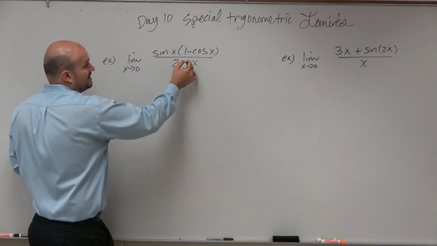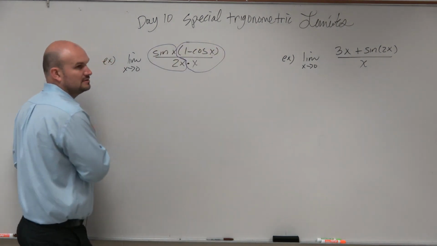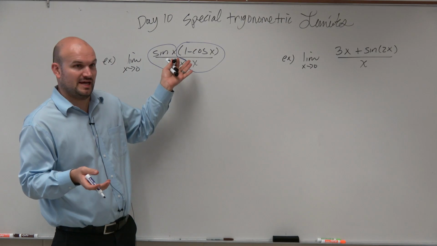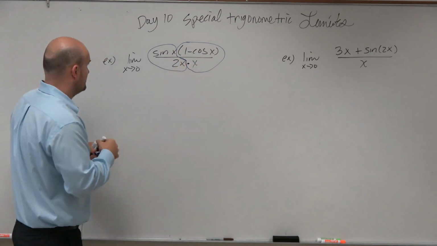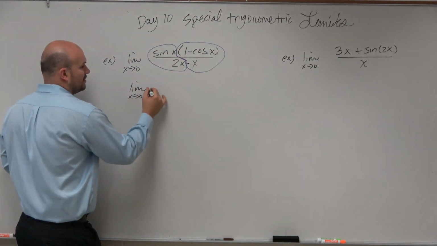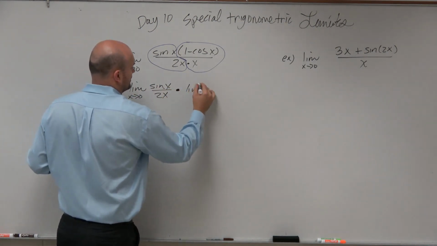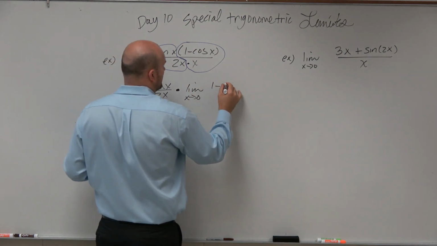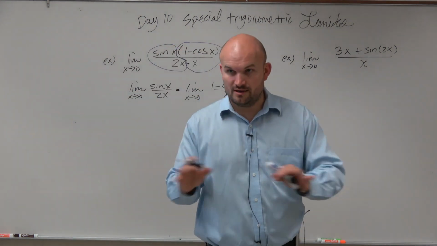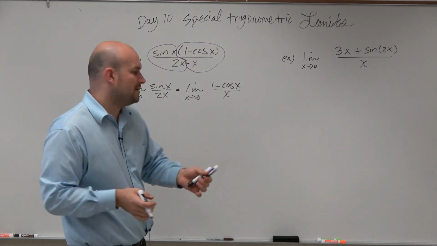Now, is it OK for me then to say, well, I'll group that, and I'll group that? Is there anything wrong with that? They're all separated by multiplication. So now I'm going to rewrite this as the limit as x approaches 0 of sine of x over 2x times the limit as x approaches 0 of 1 minus cosine of x over x. We've done that before, right? If you have two limits, you can just multiply them. That's perfectly fine. You can break them apart.